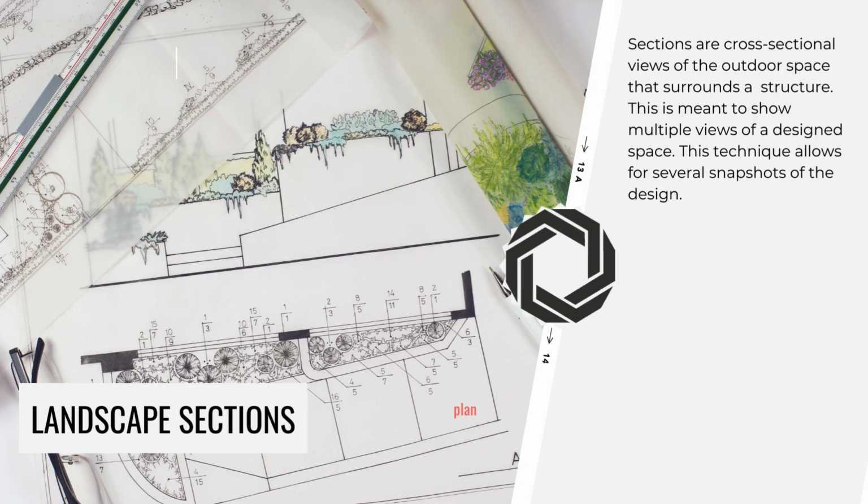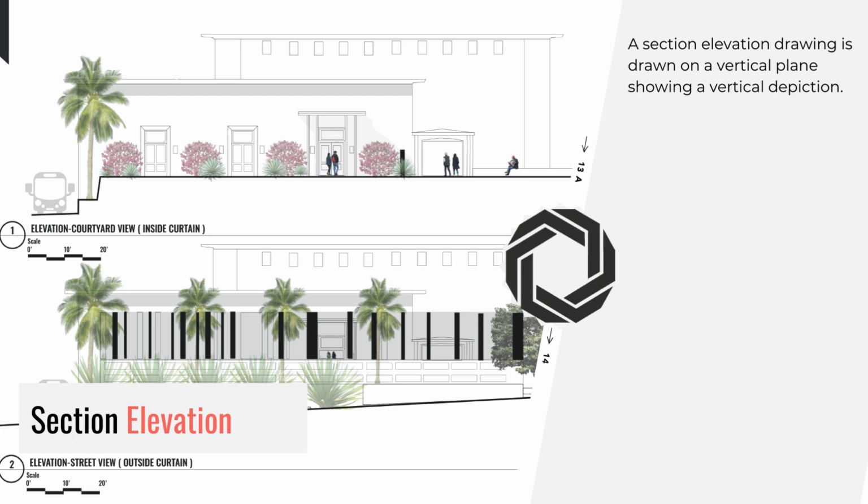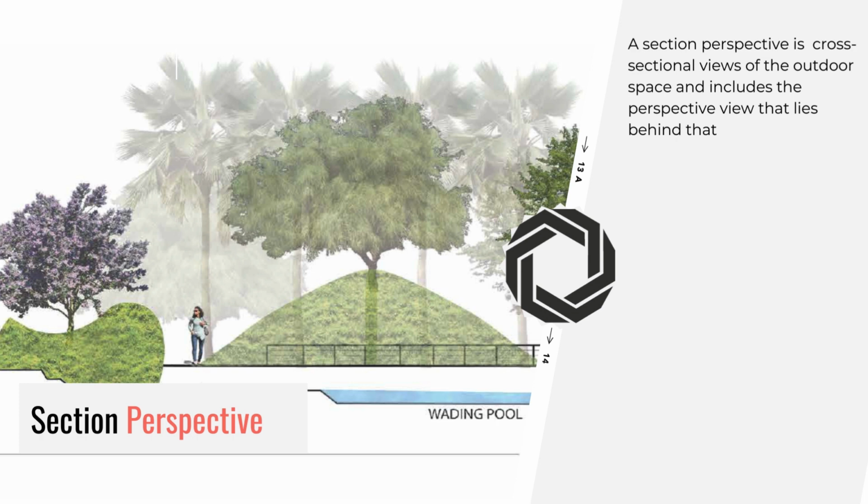The second technique is landscape sections. Sections are basically cross-sectional views of the space that you want to design. The purpose of a section is meant to show views of a design space and sometimes can include section elevations, which are just the heightened representation of elements within a design, or even section perspectives, which are a section of the design in a perspective view.